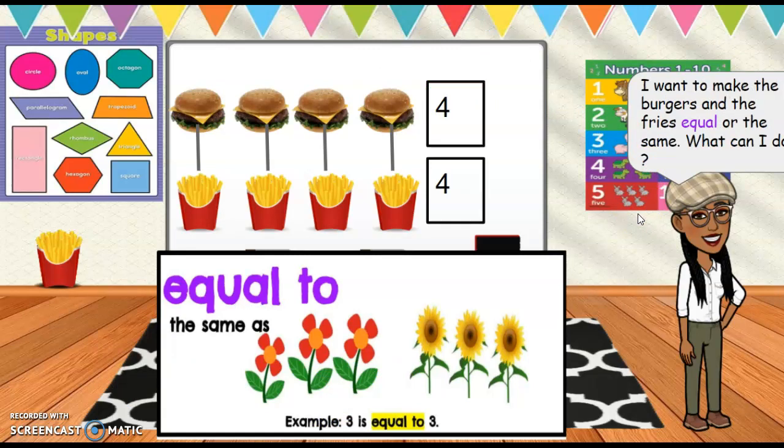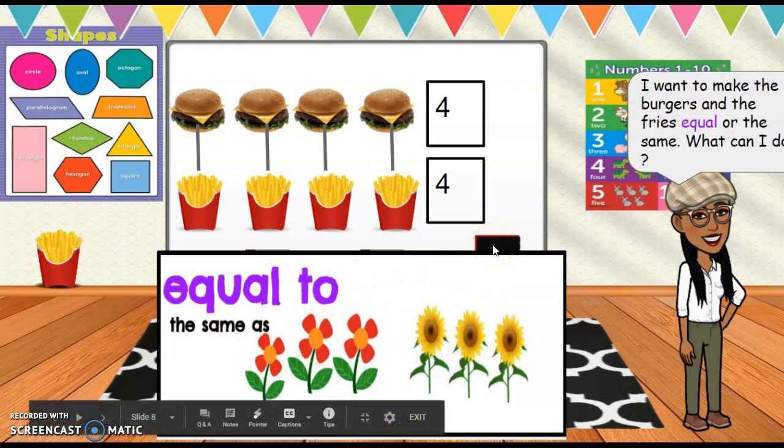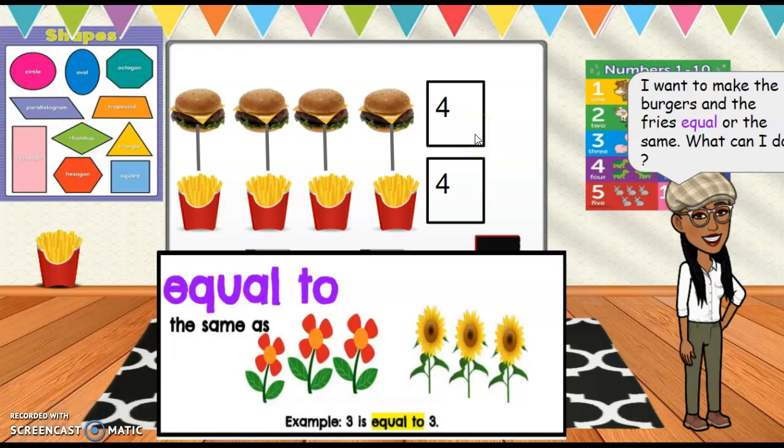And last but not least, we talked about equal to. Remember, equal to means the same. So Ms. Blanks had cheeseburgers and she wanted to make the fries equal to the cheeseburgers. So what she had to do was make the objects the same. They had to have the same amount. There are 4 cheeseburgers and I matched them up with 4 French fries. And if you notice, the numbers are the same. So we would say, using the objects, the cheeseburgers are equal to the French fries. Why? Because they have the same amount.